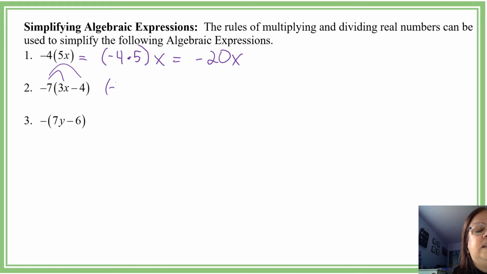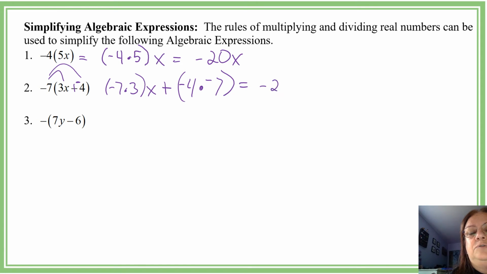And there we go. All right, now I'm going to multiply this in. So I have -7 times 3x plus, remember this can become plus a -4. So I have -4 times -7. Well, the first one is negative because they're different signs. So I have -21x. And then the two negatives are same sign, becomes a positive. 4 times 7 is 28.